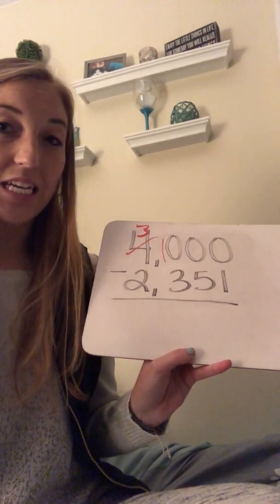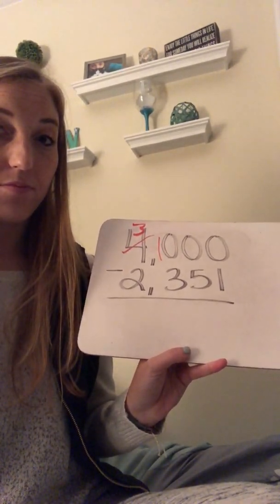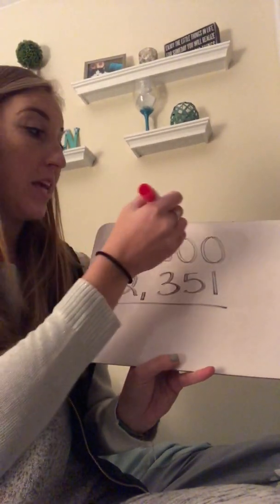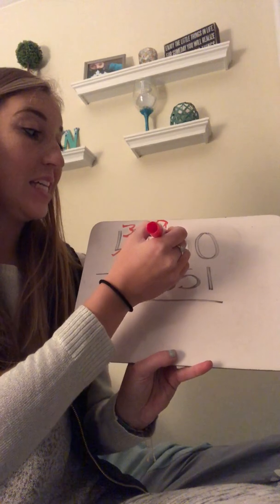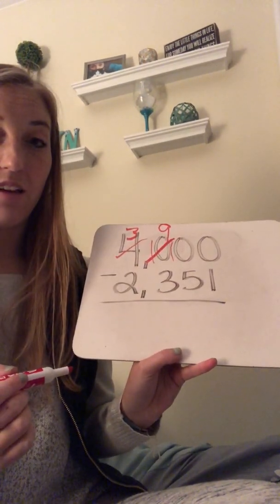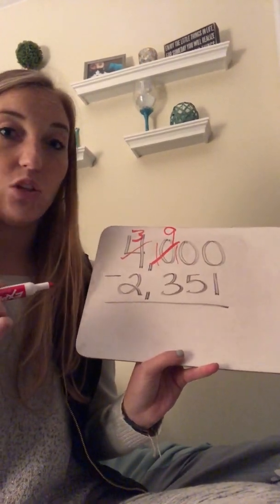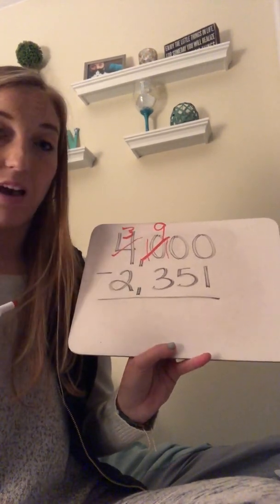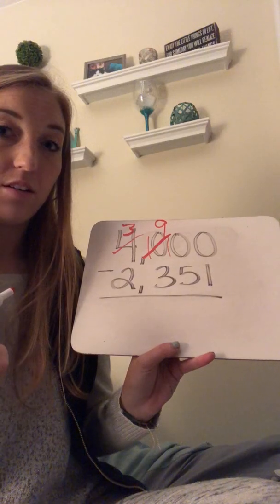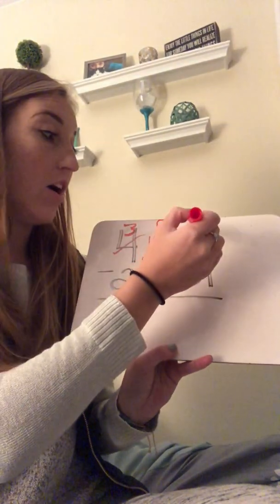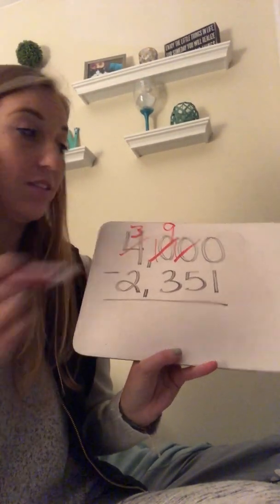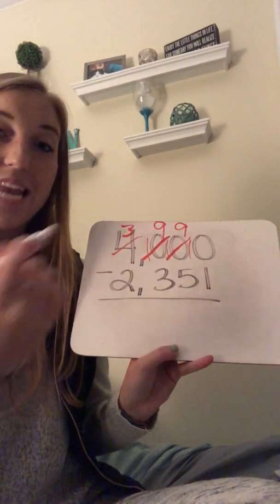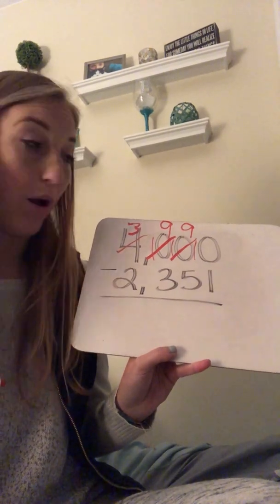Again, what's the next step? Hopefully you said cross the 10 out, make that 9 tens. Again, we're still not ready to subtract yet in the 1 spot. Where do we need to go next? Hopefully you thought crossing off the tens to make that 9 tens and 10 ones. Now we can easily subtract across our problem.